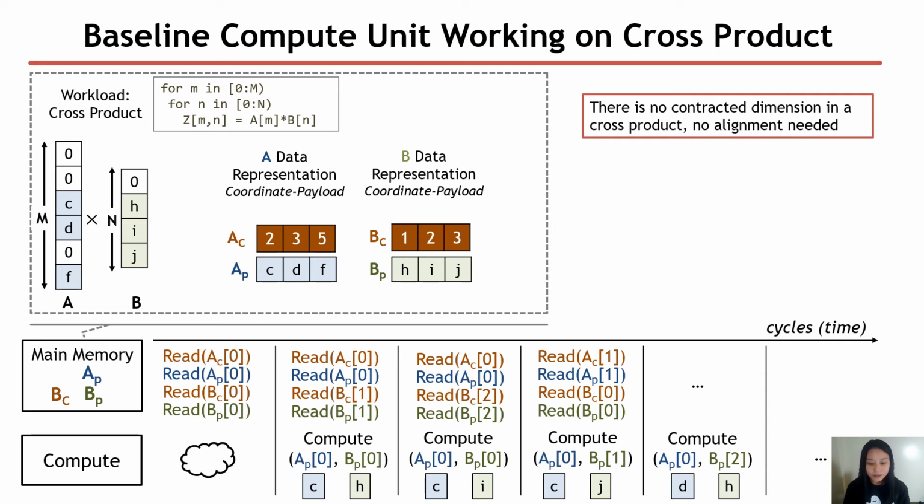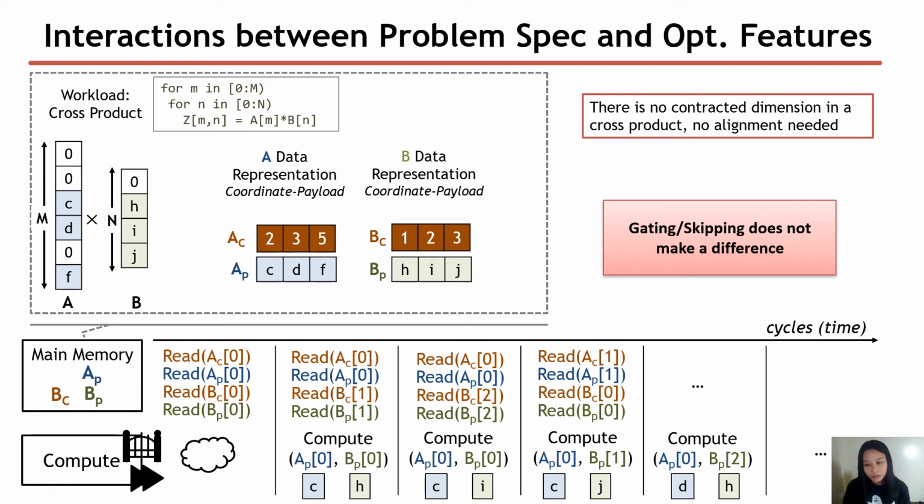And as you can see in this process, there is no cycle wasted, and there is no ineffectual computation happening as well. If we apply gating and skipping, you can see that nothing actually will change, because there was already no wasted cycle or wasted compute in the original cross product.